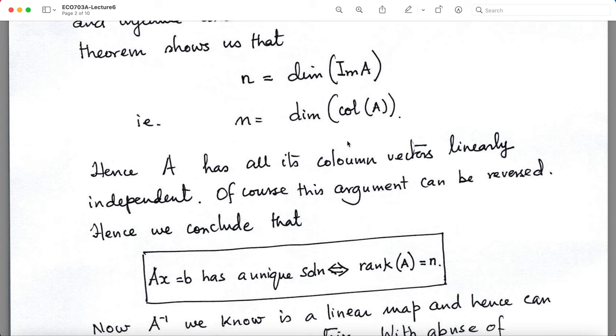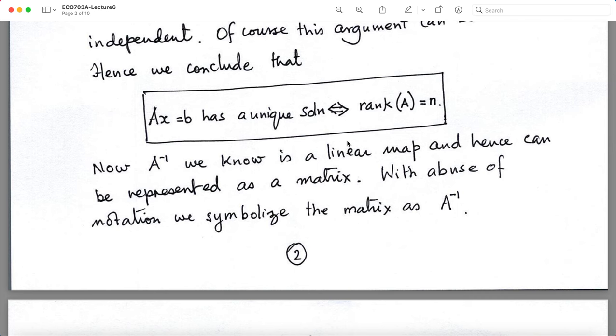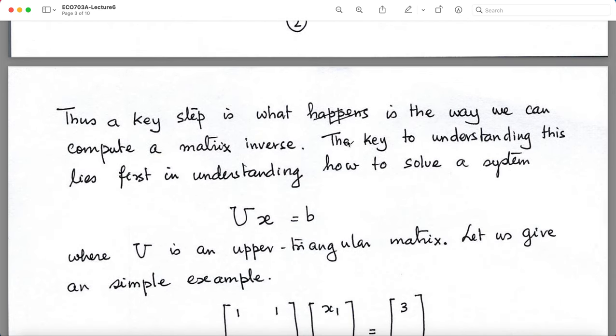So here you see the use of the rank nullity theorem that we have studied in the last lecture, because its power has come out and shows a very important thing: whenever rank A is equal to n, Ax equal to B is solvable and has a unique solution, which means that whenever rank A equals n, A inverse would always exist. That's what you have to know. Of course, the key step would be to compute the inverse of a matrix, so we'll move towards that.